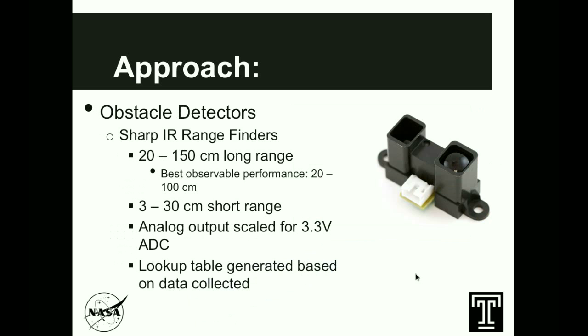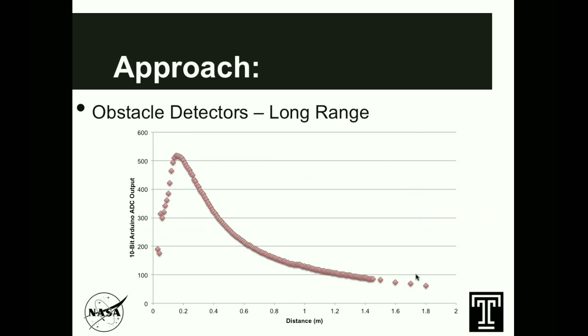For obstacle detection, we are going to be using the Sharp infrared rangefinders, and we are going to be using both the long-range and the short-range rangefinders in order to achieve resolution all the way from 150 centimeters down to 3 centimeters. These are analog components that we will be reading using a 3.3 volt scaled analog to digital converter, and we will be generating a lookup table in order to use that analog value.